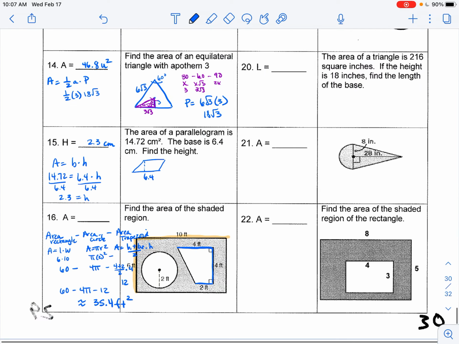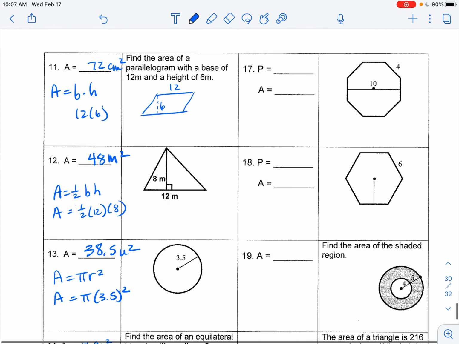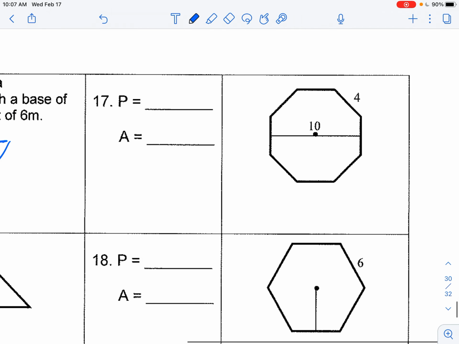Okay, let's take a look at number 17. We have a, looks like 1, 2, 3, 4, 1, 2, 3, 4, 5, 6, 7, 8. We have an octagon. All right, so the area of a regular polygon is 1/2 the apothem times the perimeter. Okay, so the apothem runs perpendicular to a side, so my apothem is going to be 5. We need to find the perimeter, though.